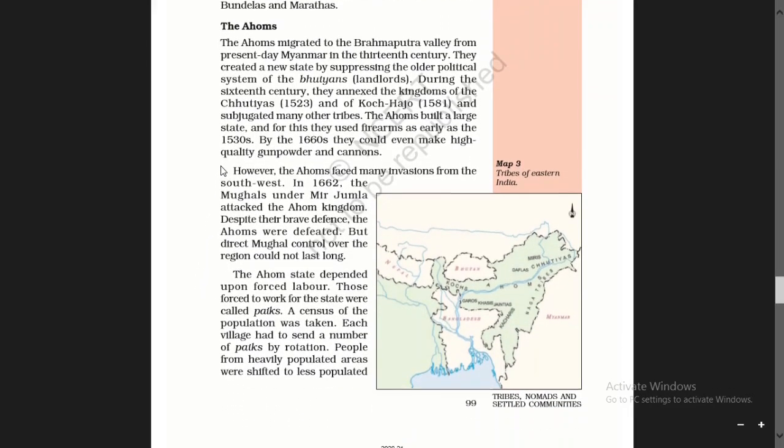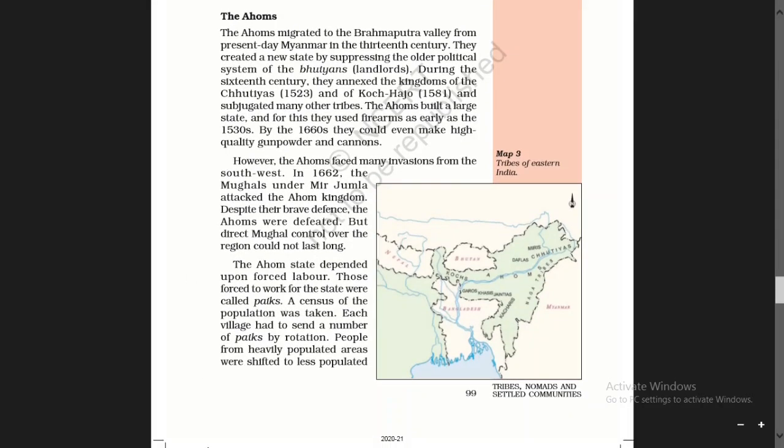Firearms means rifles, pistols, etc. By the 1660s, they could even make high quality gunpowder and cannons. Gunpowder means an explosive mixture, and cannons means a piece of artillery. However, the Ahoms faced many invasions from the southwest.